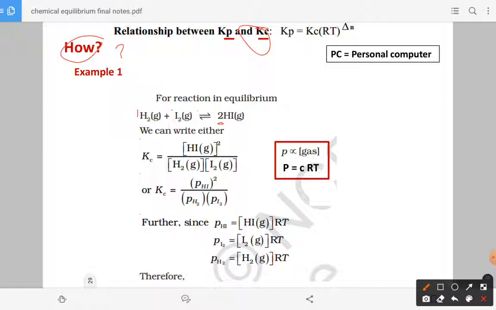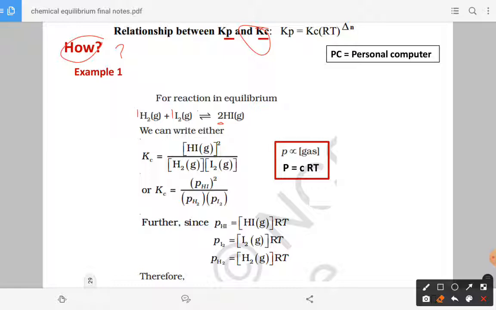So if you write the 1 here or if you don't write it, it won't matter much. H2 raised to power 1, I2 raised to power 1. Just now in the previous slide we already discussed that the partial pressure of a gas is directly proportional to molar concentration. We discussed P equals CRT, and at a particular temperature, T is constant, so P is directly proportional to the partial pressure of the gas.